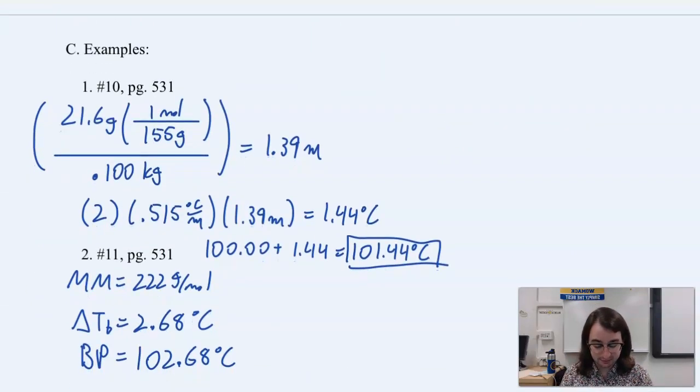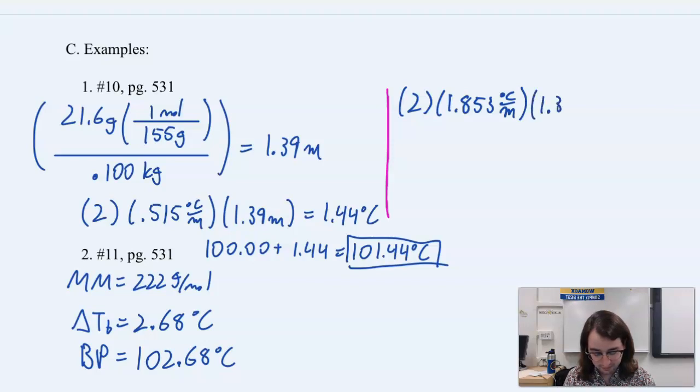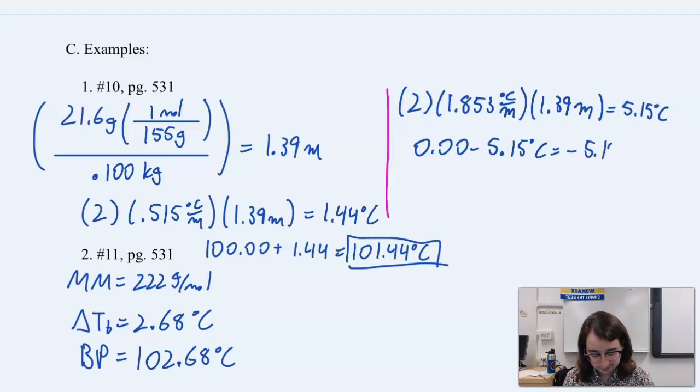So if we're looking at this example here like we did last time, it's going to work the exact same way. Our Van't Hoff factor is the same, so this time we are going to use 2. But now instead of 0.515, we're going to use the Kf value, so that's 1.853. And we are going to multiply that by the molality that we found before. And that gives us a new answer of 5.15. Now if we take that 5.15 and we subtract it, then we get a new freezing point of negative 5.15.